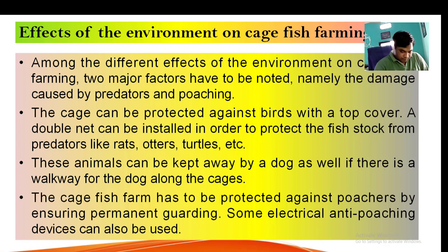See here, no doubt the predators are present in the water body. They are carnivorous species, especially the carnivorous animals, and they damage the cages. And again, poaching is very problematic, meaning poaching is a very important problem in cage farming.